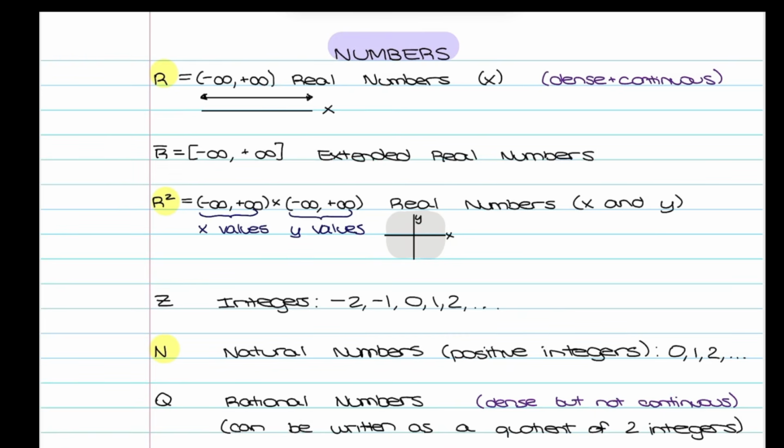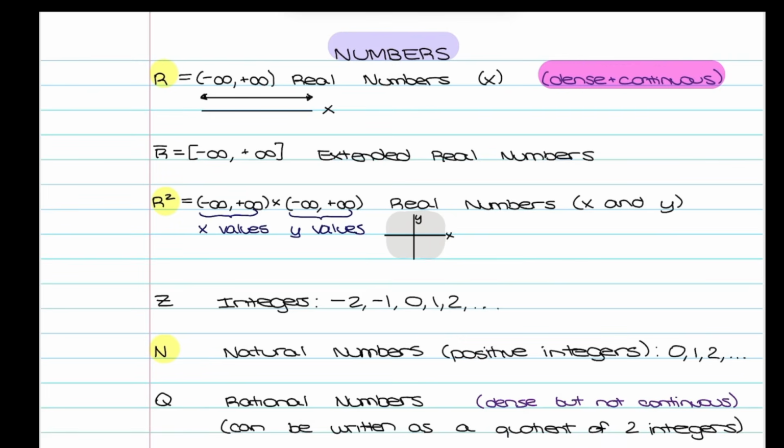possibilities. So we mainly use the extended real numbers when we're dealing with limits, because with limits often you have x tending to minus infinity or x tending to plus infinity, so we're treating those as actual values essentially for x. And for both, we can say that they're going to be dense and continuous.